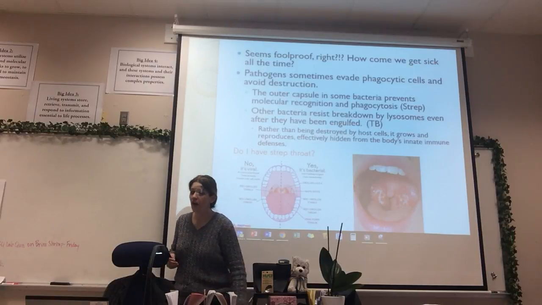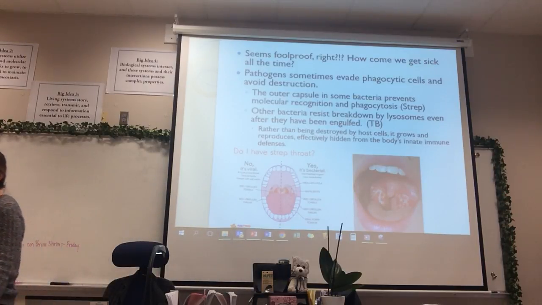Pathogens can evade phagocytic cells and just avoid destruction completely. Remember, the viruses often have an envelope of your membrane that it can use to hide. The outer capsule on bacteria can prevent recognition. That's what happens with strep. Or bacteria themselves can resist the lysosomes even after they've been engulfed by the phagocytic cells. Tuberculosis does that. So rather than being destroyed by the host cells, tuberculosis just grows and reproduces, and the body can't really do anything about it until your adaptive immune system comes into play.